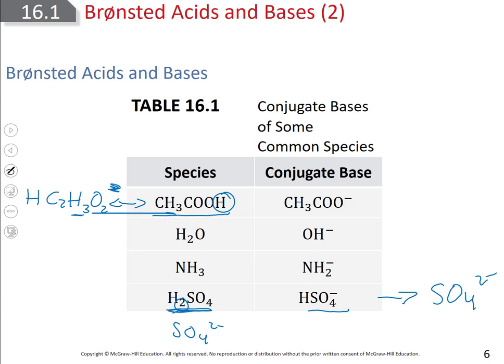So from any acid or anything that can act as an acid, to find its conjugate base, just remove 1 hydrogen. And make sure it's not a hydrogen inside of a polyatomic ion.